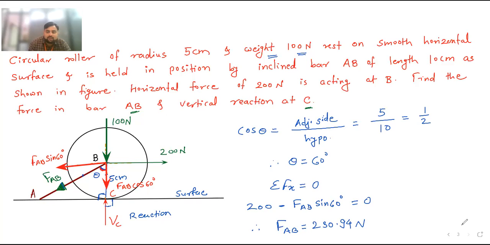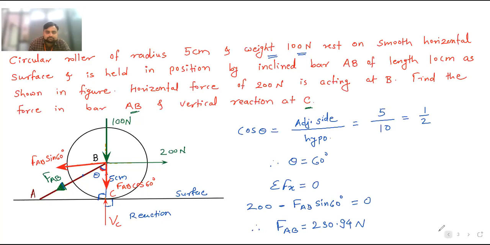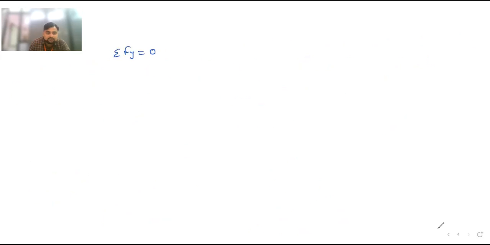Now we will apply summation Fy equal to 0. How many forces are there? 100 is there, FAB cos 60 is there, and the vertical reaction at point C, VC, is there. 100 and FAB cos 60 are downward, and VC is upward. So VC minus 100 minus FAB cos 60 is equal to 0.